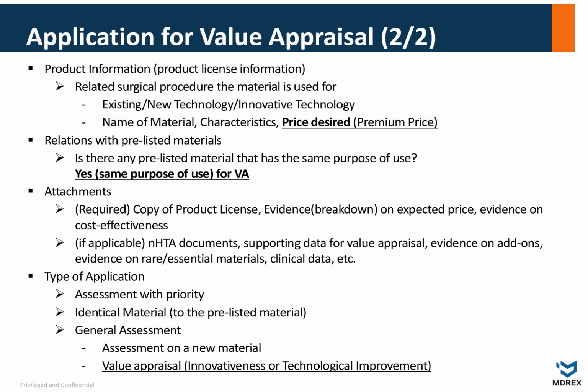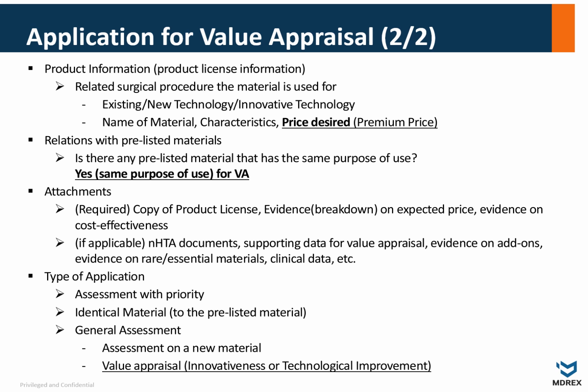They are the major parts to be filled in for VA application. First, product information. Here, as VA is for premium price, desired price should be entered. Second, relations with pre-listed materials. As we discussed previously, VA is eligible for materials that have the same purpose of use with existing materials. Therefore, in this question, is there any pre-listed material that has the same purpose of use? The answer should be yes.